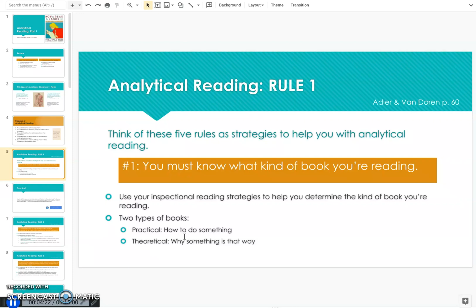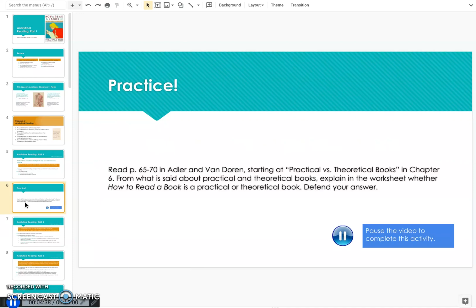Now, that may or may not be how the book is formulated, but it's practical in the sense it tells you how to do something. Theoretical is more of explaining about why something is that way, or how something came about. Okay, so what I want you to do is read pages 65 through 70 in Adler and Van Doren. If you have an ebook, that might be practical versus theoretical books in chapter 6. That's where I want you to start.